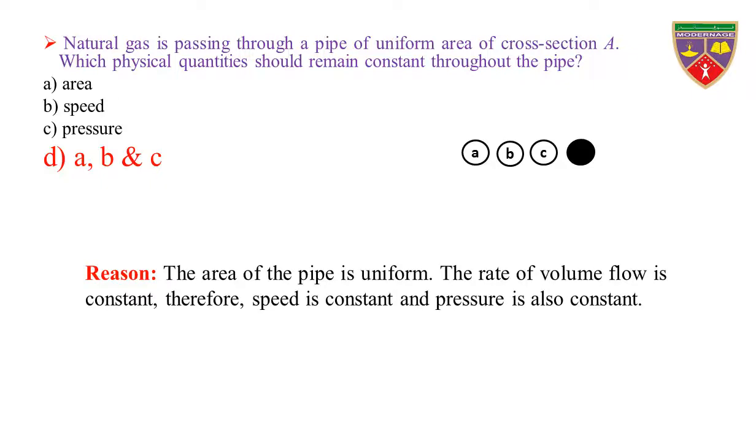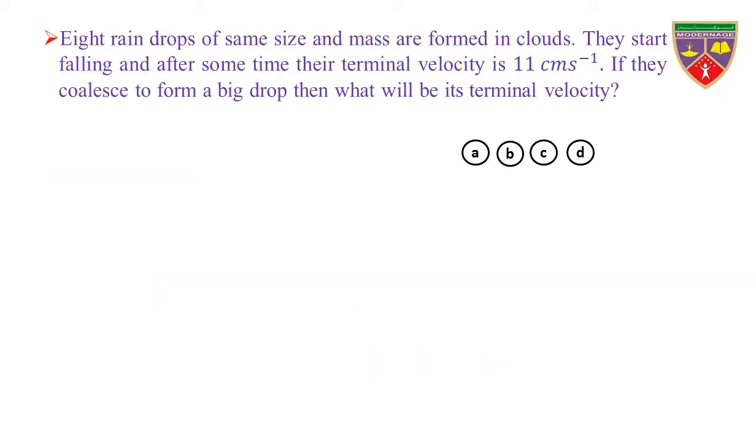Reason, the area of the pipe is uniform. The rate of volume flow is constant. Therefore, speed is constant and pressure is also constant. Hence, the option D is correct.